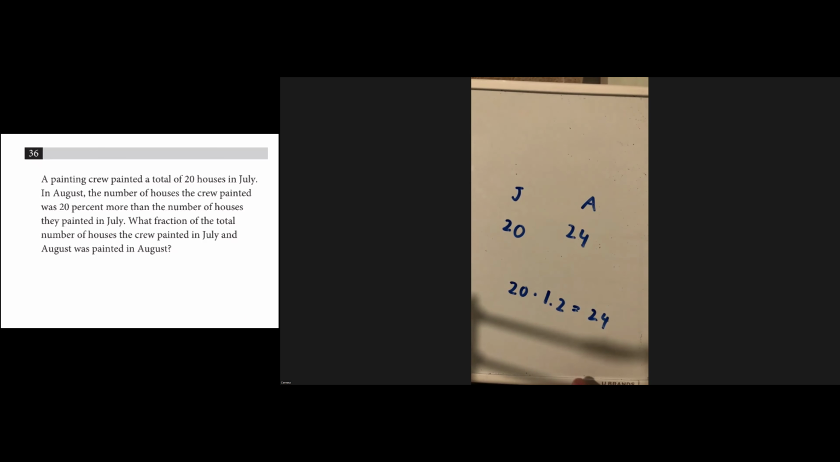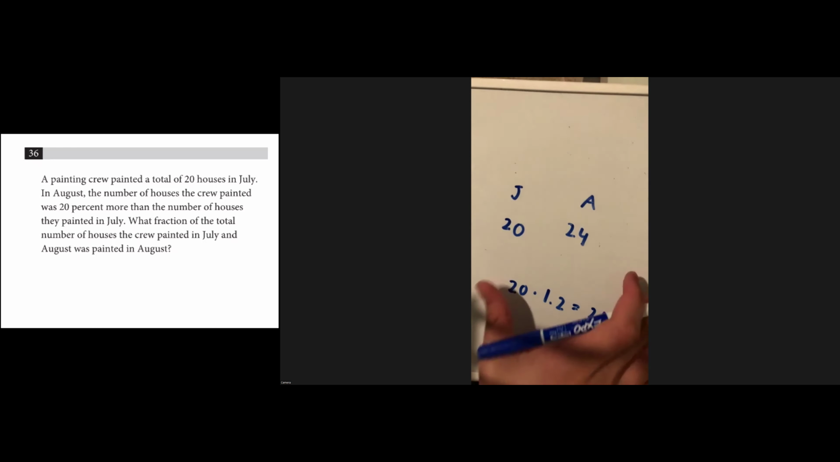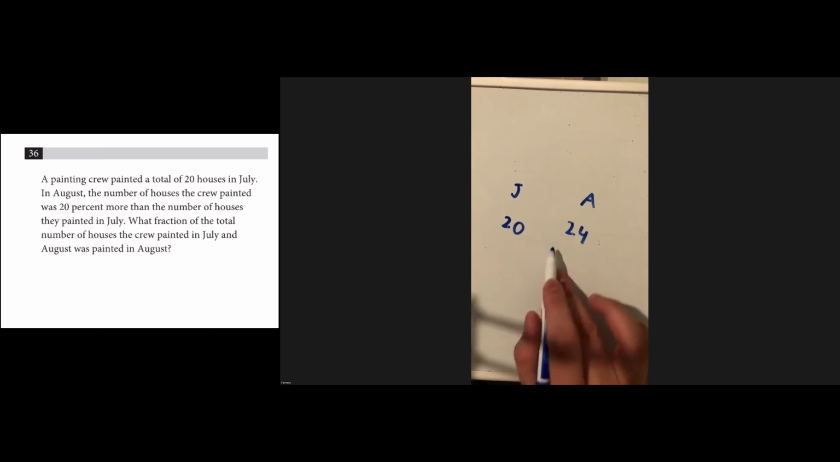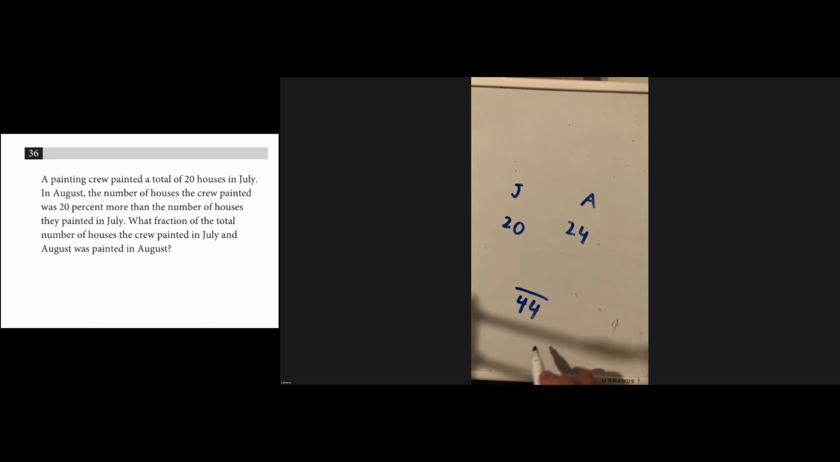And then we're asked what fraction of the total number of houses were painted in August. And so we need to find the total number of houses. So 20 plus 24 is 44. That would be our denominator because that's the total. And then for the numerator, it would be the number of houses painted in August, which is 24. So we have 24 over 44, which simplifies into 6 over 11, which is the correct answer.